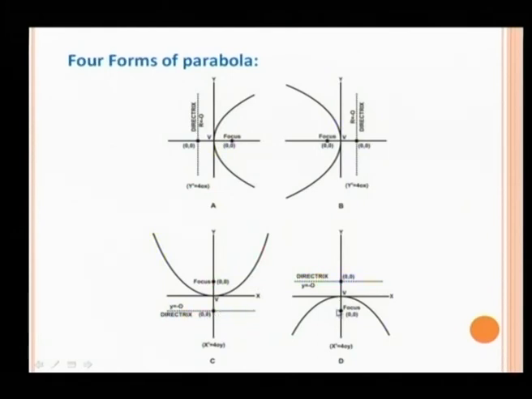The fourth standard form of parabola is when the directrix is positive and your parabola lies in the third and fourth quadrant, or in the lower half plane.